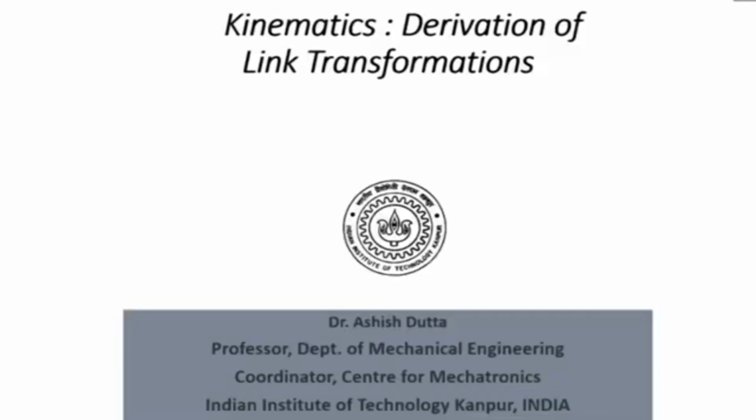Hello and welcome to this lecture number 6 of the course Introduction to Robotics. In the last class we looked at DH parameters, that is how to assign axes and frames to every axis on the link, and today we'll see further about the general transformation matrix, which is very useful for getting the transformation from any frame to some other frame. So today we look at derivation of link transformations.